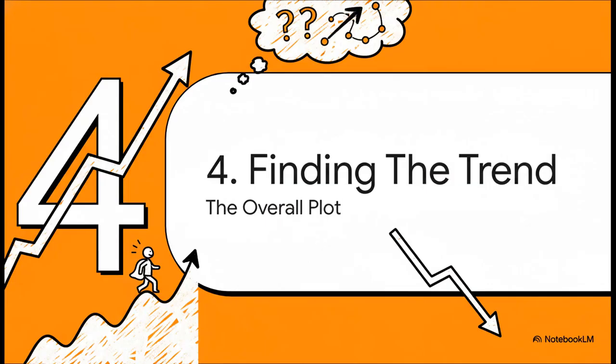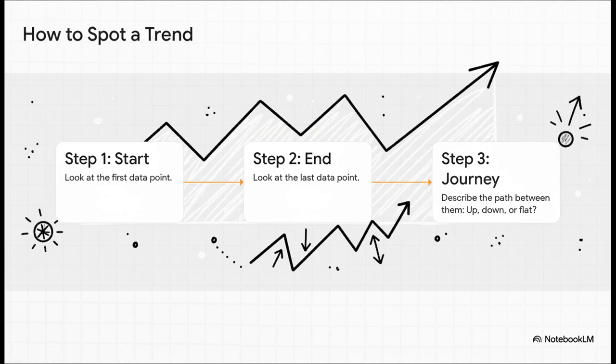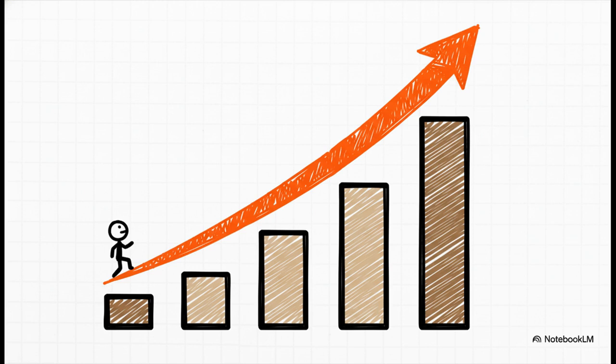Spotting individual facts is great, but the real power comes from seeing the overall story, the trend. Is the plot of our story going up, or is it going down? This is how we find the big picture. Now, finding a trend sounds complex, but it's really just 3 simple steps. You look at where the story starts, you look at where it ends, and then you just describe the journey. It's really that easy.